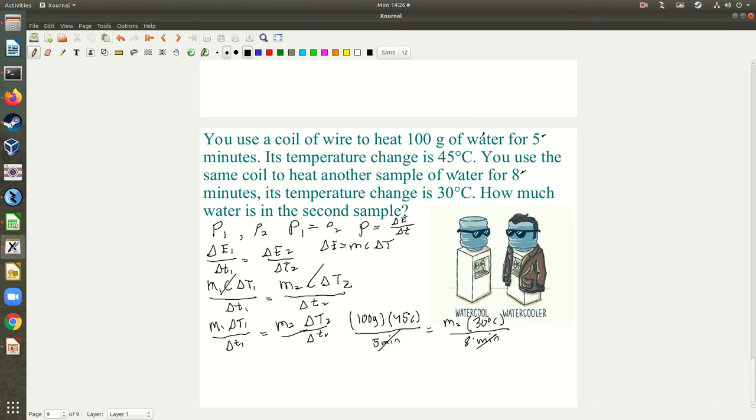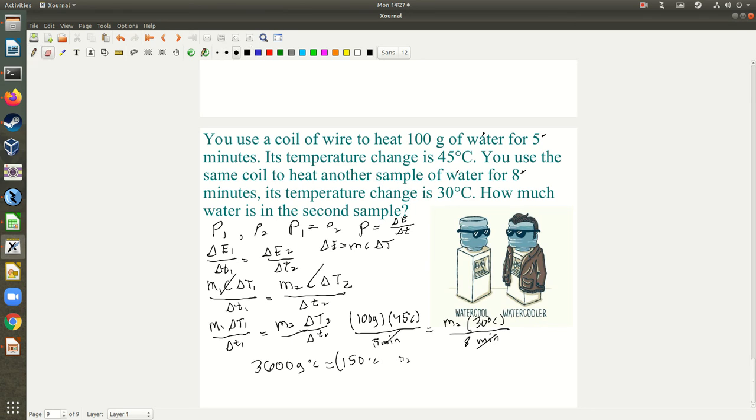So, let's do some simplification. 100 times 45 times 8 is going to give me 36,000. That'll be gram degrees Celsius. Minutes is already canceled. And on the other side, we're going to get 5 times 30, which is 150 degrees Celsius times M2.